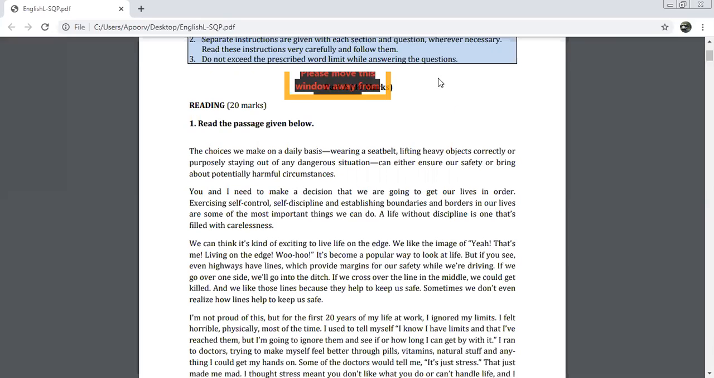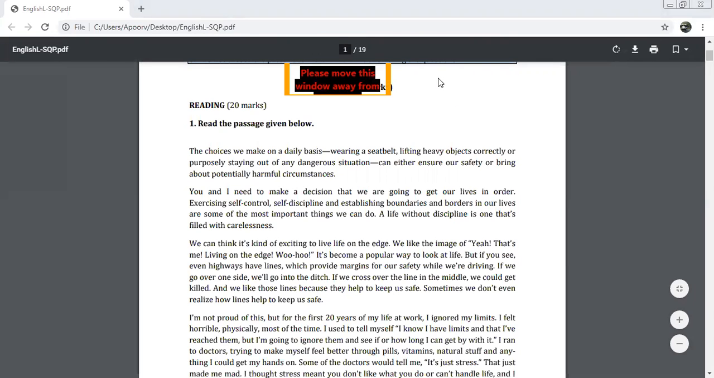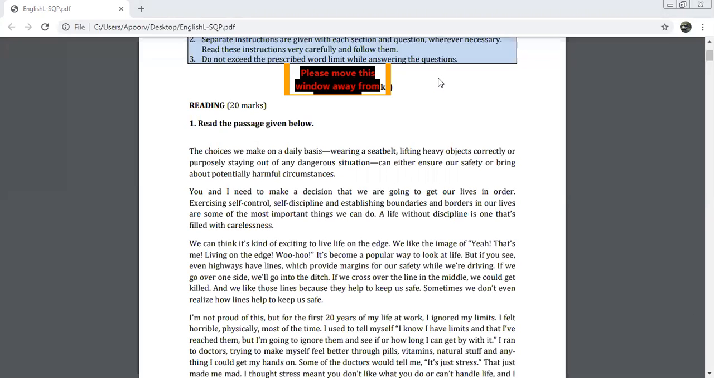Then we'll see what is the level of the questions which are coming in comprehensions according to the new pattern of paper that we have. We'll decide and see. Just read the first three paragraphs. After you finish, I'll be scrolling down and showing you the rest of the paragraphs.